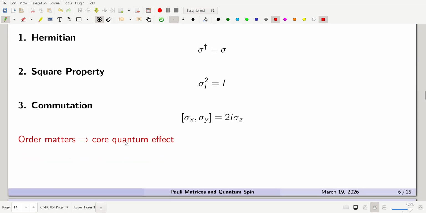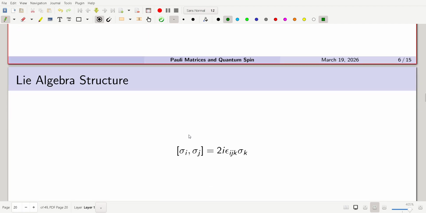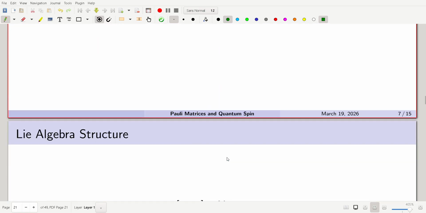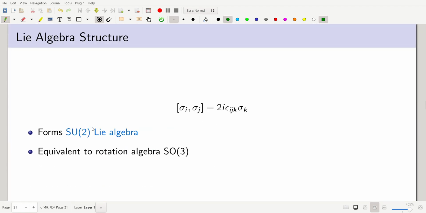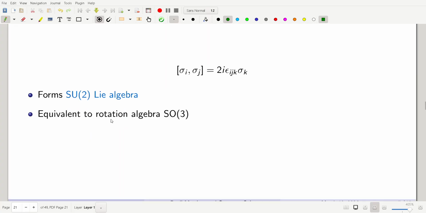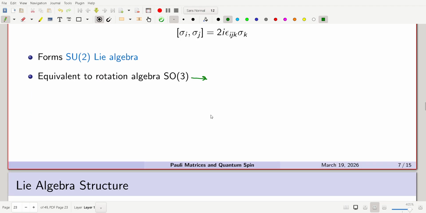So order matters, and this is the core quantum effect. This basically involves a Lie algebra structure: the commutator of sigma i and sigma j is equal to 2i epsilon_ijk sigma k. So this forms a Lie algebra in 2 by 2 matrices. This is equivalent to rotation algebra, where rotation is involved, in the 3-dimensional domain.